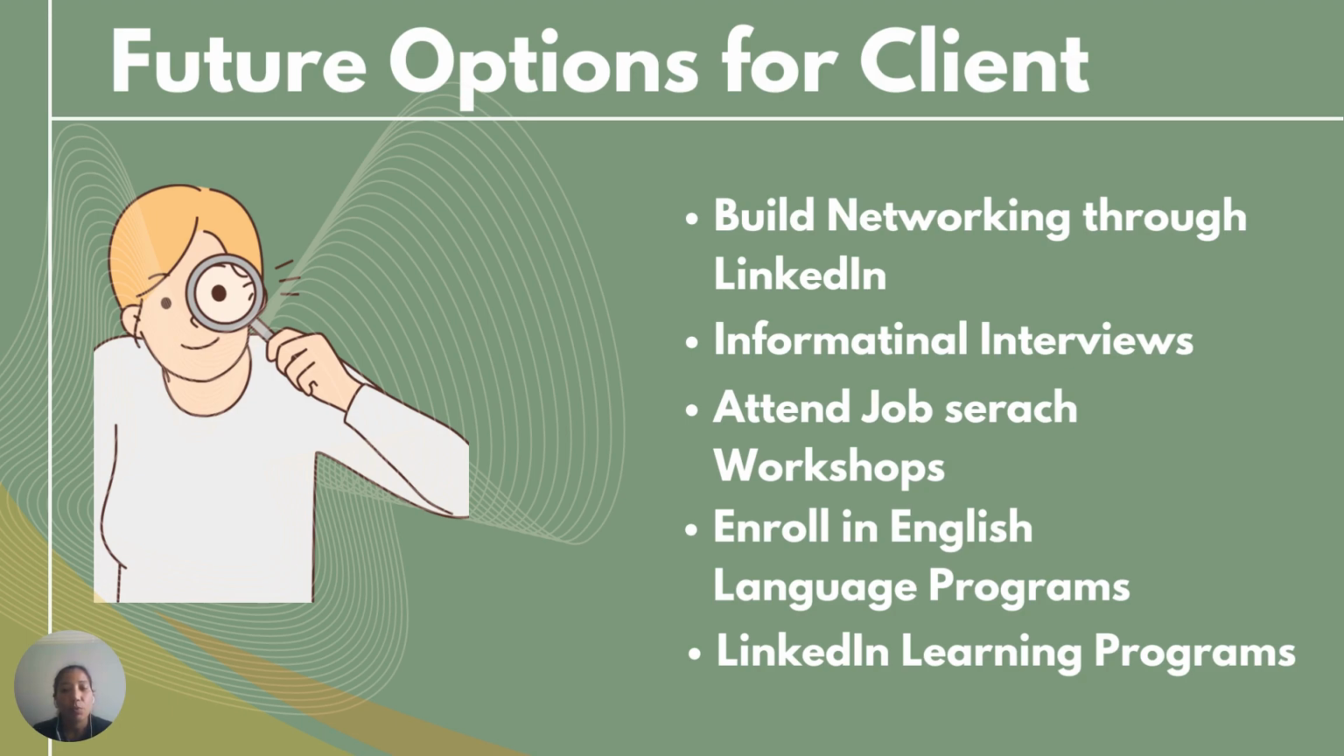Enrolling in English language programs: there are a number of programs which help people to communicate in English and improve communication skills. For example, Access has a language program, so we recommend he enroll in it. Another idea is the LinkedIn Learning program. Meanwhile, as he doesn't have a job right now, he can work on that and learn about automation tools through LinkedIn Learning.